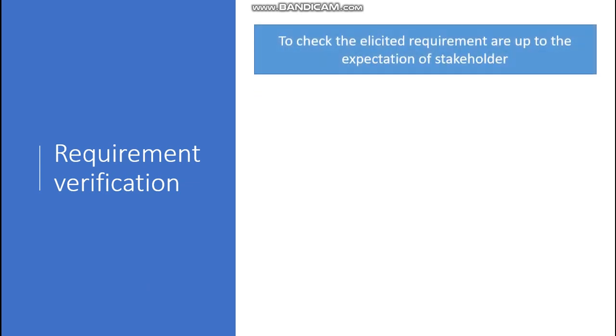Why do we conduct requirement verification? To check whether the elicited requirements are up to the expectation of stakeholders.